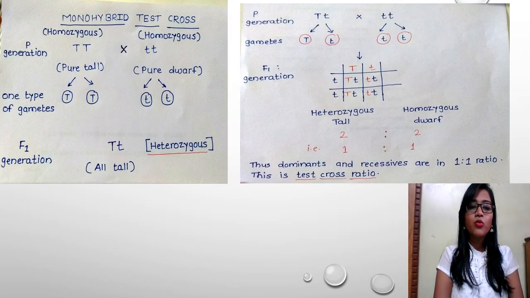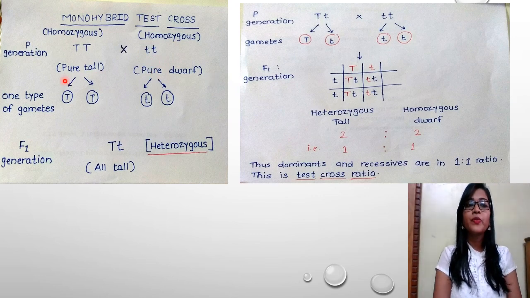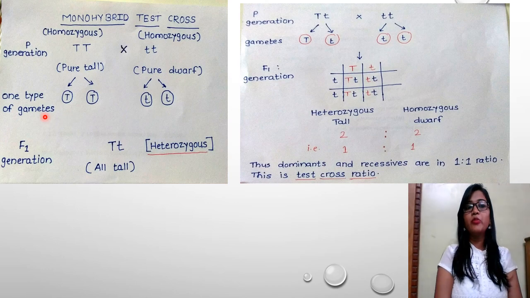Now moving to this part, you can observe there are two diagrams. In the monohybrid test cross, we don't know the genotype. The homozygous tall plant, this is the pure tall plant, is crossed with the homozygous dwarf, that is the pure dwarf, and it forms these types of gametes. The pure tall plant forms one type of gamete, that is capital T. The pure dwarf plant forms one type of gamete, that is recessive, small t.